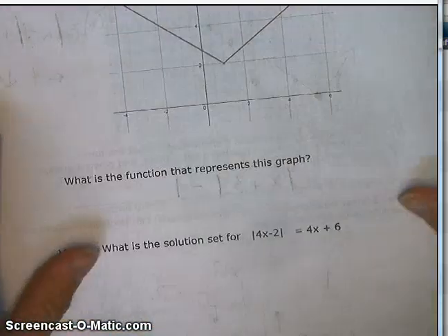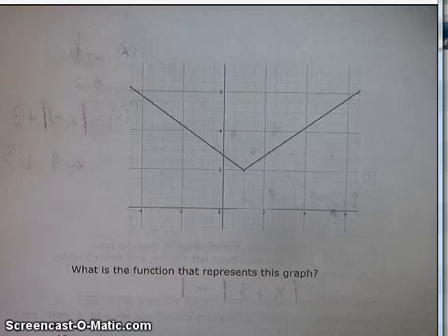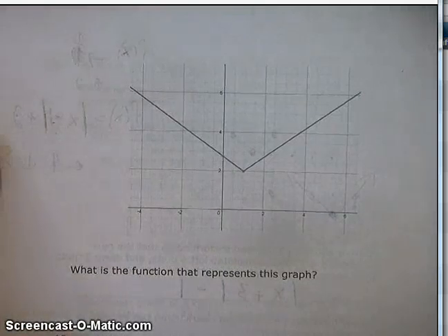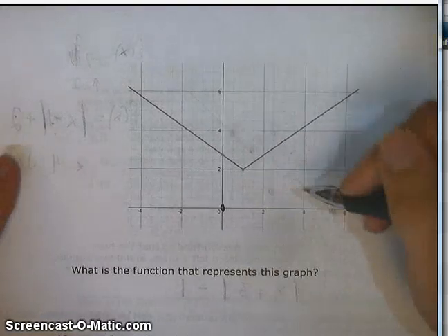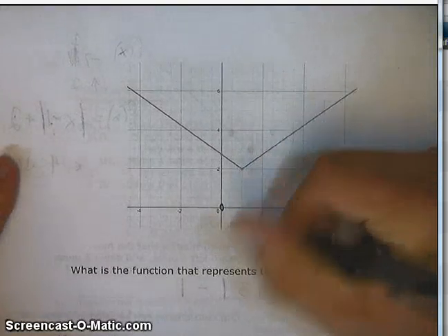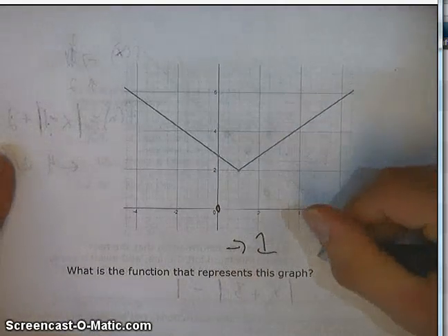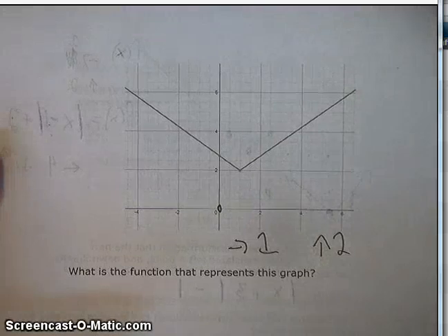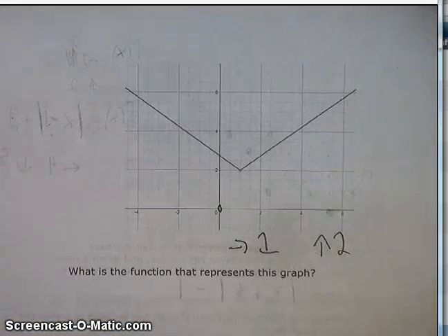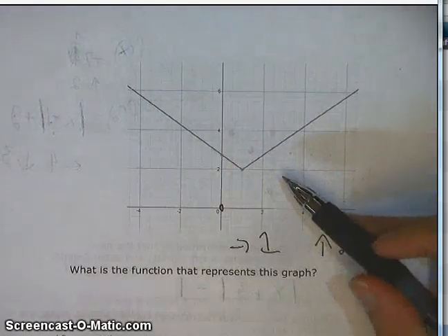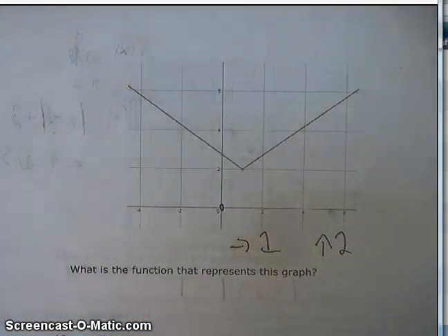Consider the graph below. Well, that's on the next page. Got a graph here. What is the function that represents this graph? So the first thing we should do is identify the transformation. From (0, 0), this thing has been shifted, it looks like, right 1 and up 2. And then this thing is not reflected because it's facing upwards.